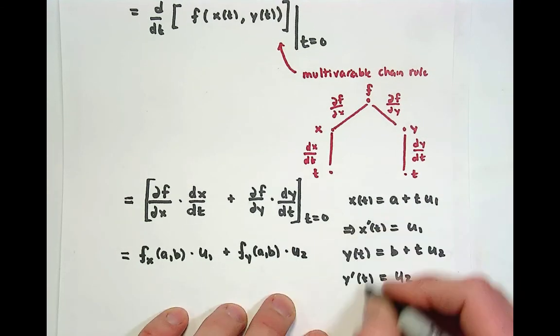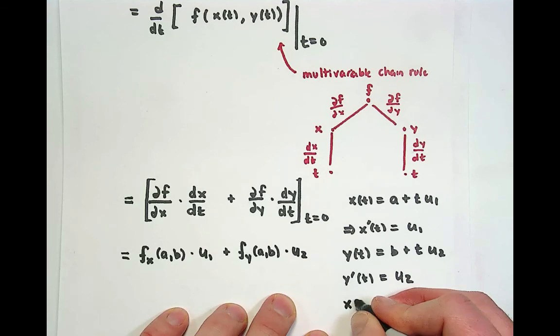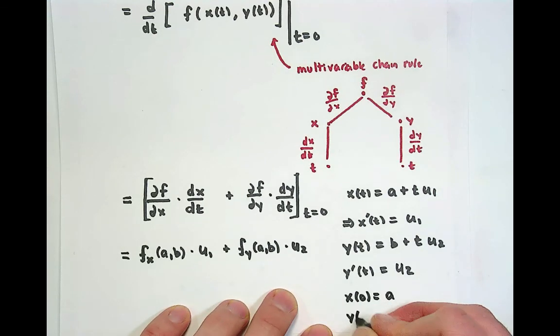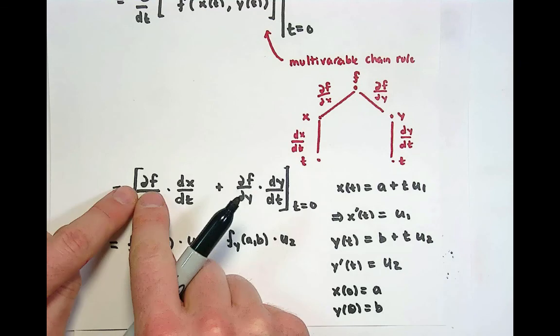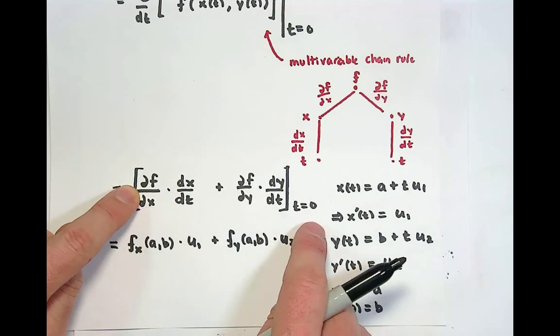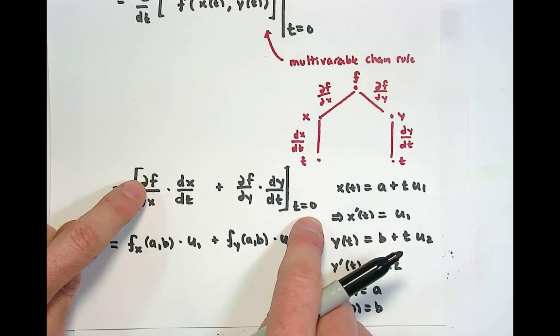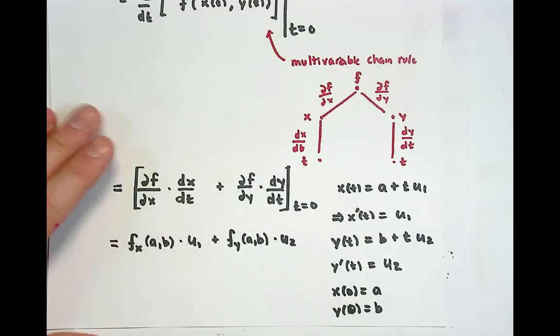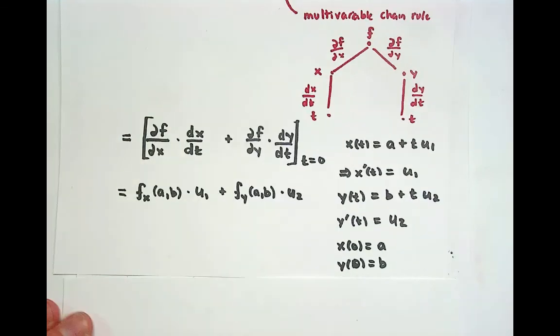And the way to think about this is just look up here. We'll do one quick confirmation. If I try to evaluate x at 0, indeed I get a. y at 0 equals b, which means the partial derivative of f with respect to x at t equals 0, that's going to be the partial derivative of f with respect to x at the point a comma b, which is what we have right here. Okay.